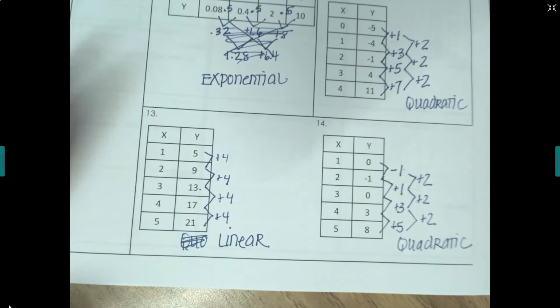All right. Hopefully that was helpful. Check your first and second differences. Look for common multiplication patterns for tables. For the equations, you're looking at the exponents.